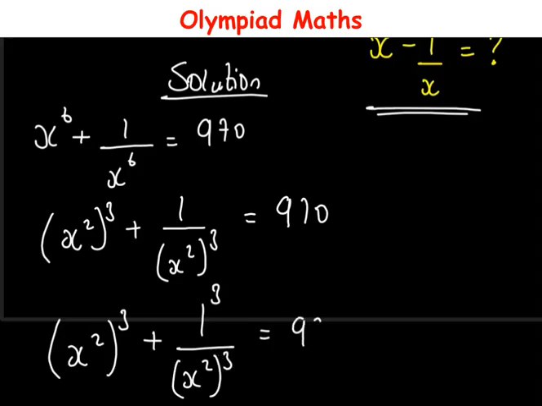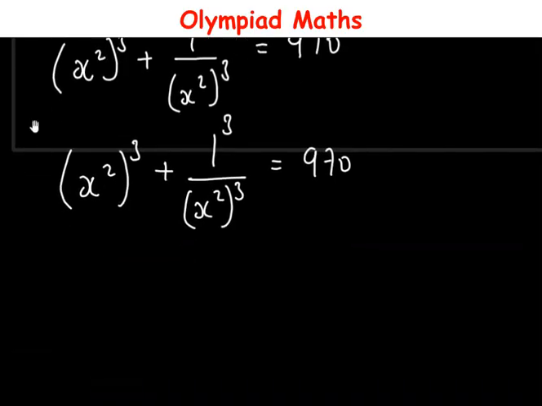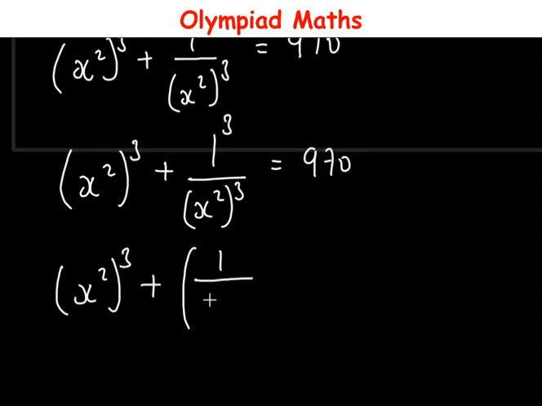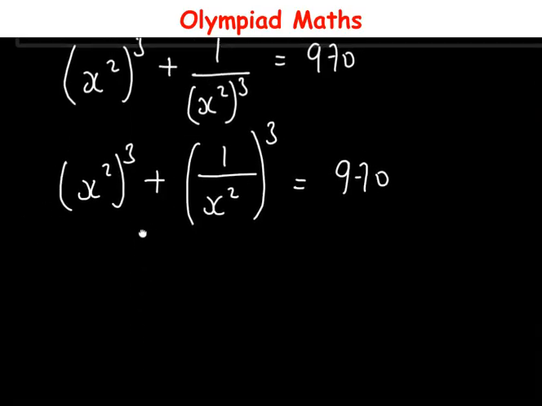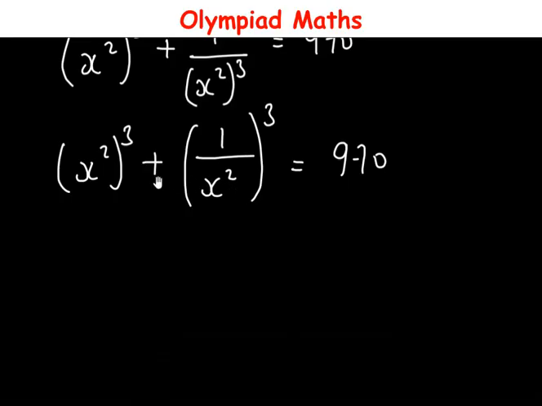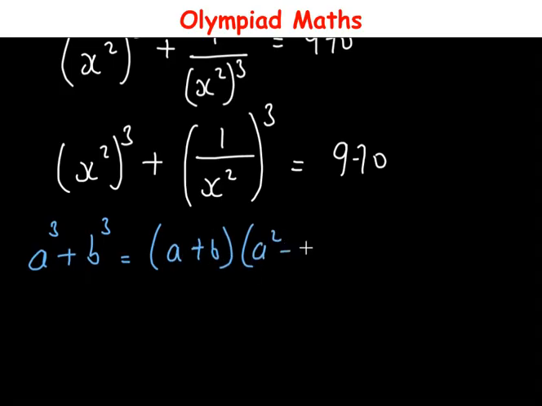This equals 970. So from here, we can express this as in bracket (x squared) all raised to the power 3 plus in bracket (1 over x squared) all raised to the power 3. This equals 970. From this, looking at this expression right here, we have the sum of 2 cubes. So if you have a raised to the power 3 plus b raised to the power 3, this equals in bracket a plus b multiplied by a squared minus ab plus b squared.